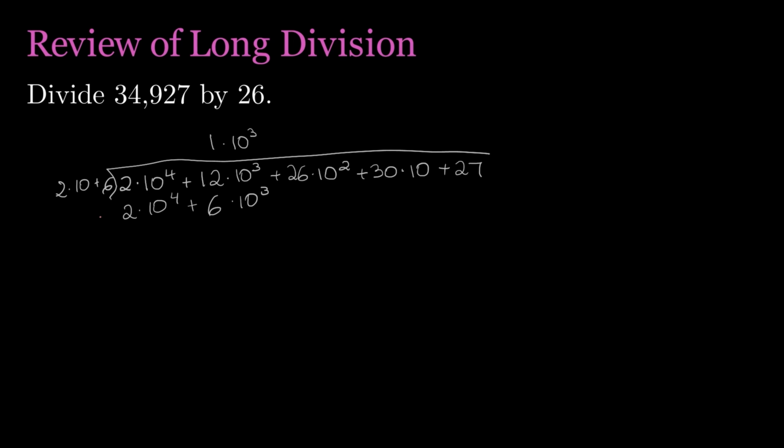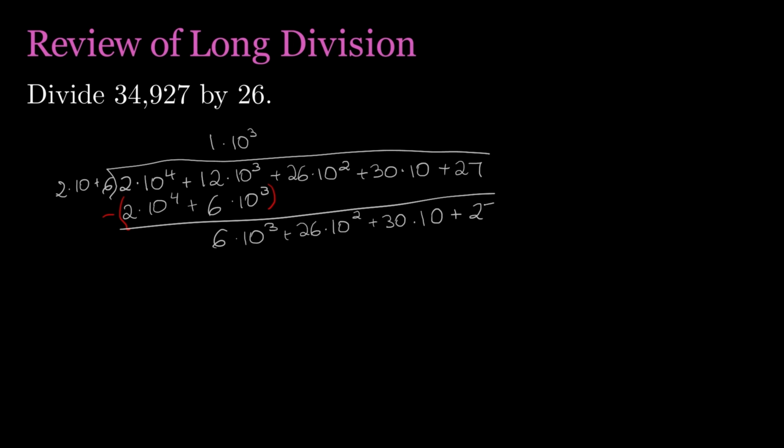and subtract, paying careful attention to signs. The first two terms simply cancel, and then 12 minus 6 is 6, times 10 to the third, of course. And I just rewrite the rest. Now I'm going to do exactly the same thing as before. So the first term of this new dividend, as we can call it, to be divided by the divisor: 6 over 2 is 3, and 10 to the third over 10 is 10 squared.